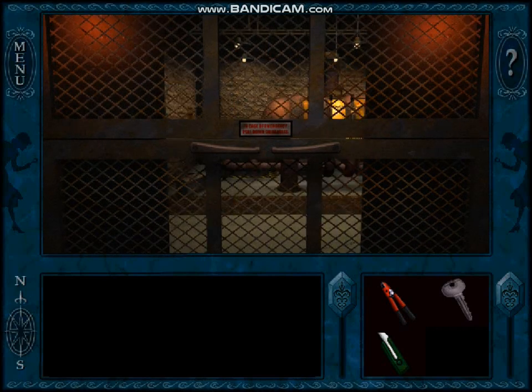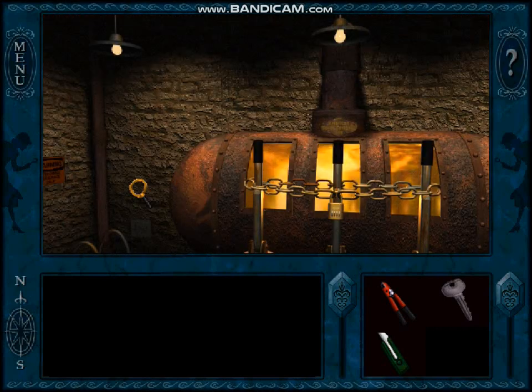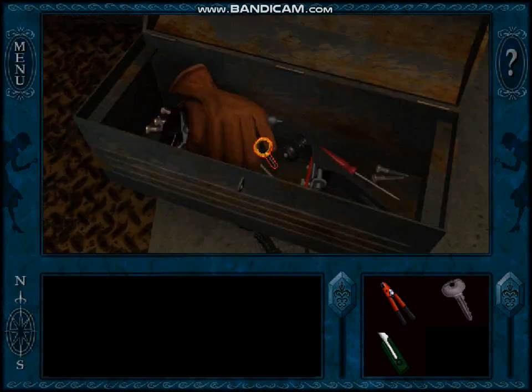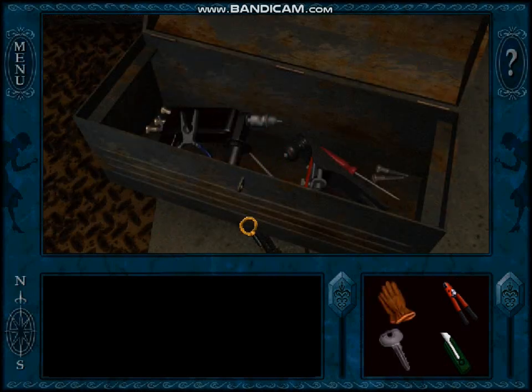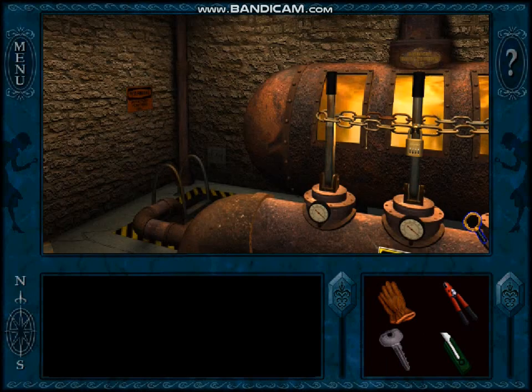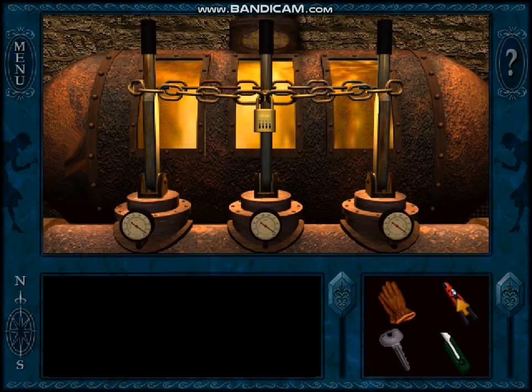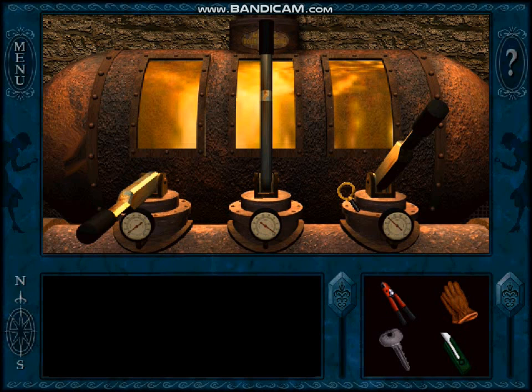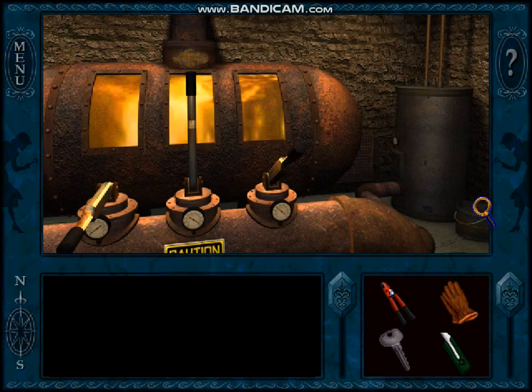Uh-oh. Alright, so we need to... No. Why did I do that? We need to get these gloves out of the toolbox. And then the next thing we need to do is to cut these bolt cutters. And there's the solution to the puzzle.